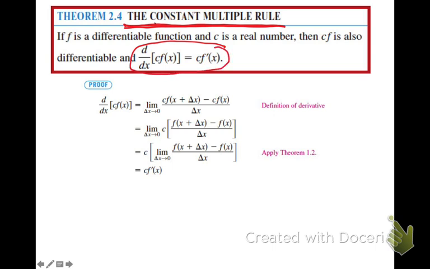So if I have the derivative with respect to x of c times f of x, you just take c times the derivative. What that means, guys, is if I have f of x equals 6x cubed, I take 6 times 3x to the 3 minus 1. Didn't I already discuss this? Yeah. So 6 times 3 is what? 18. 18x squared is the derivative.